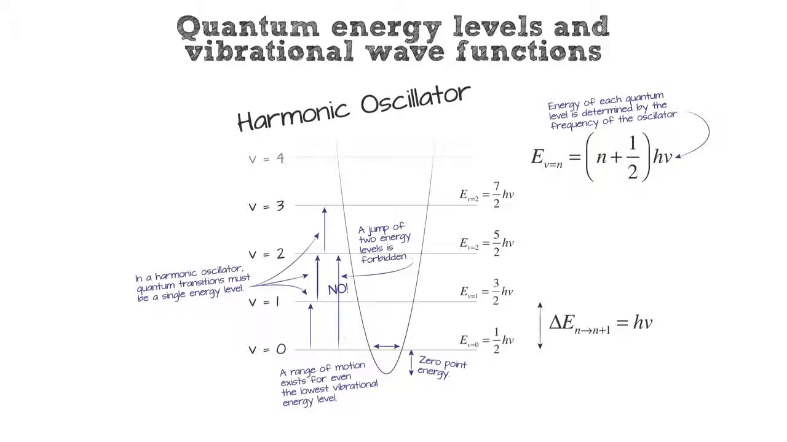So the difference in energy between any pair of energy levels is basically equal to hν, or h times frequency. So that transition is going to give you the energy between those two levels.